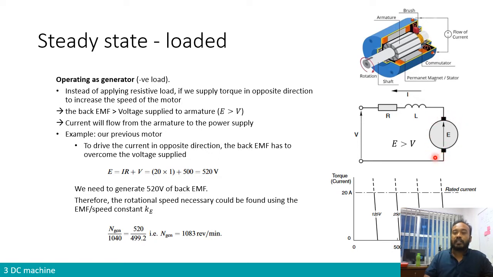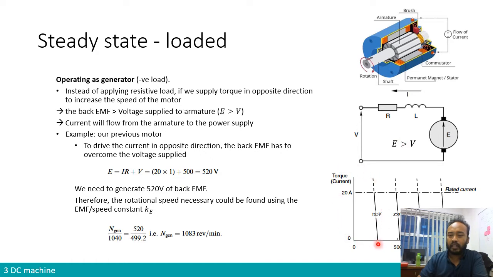So if the slope induces a rotational speed that is higher than 1083 RPM, then your machine will become a generator and it will regenerate or supply current, recharging your power supply, in the case of an electric vehicle, the battery pack. So that's what we call regenerative braking in EV.